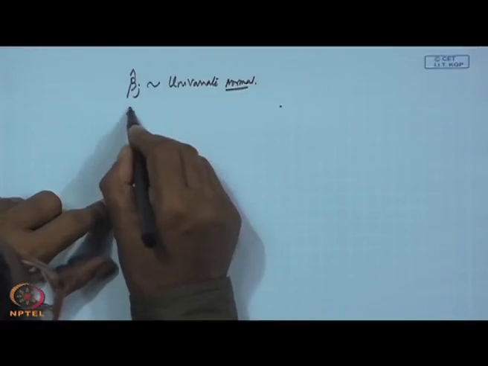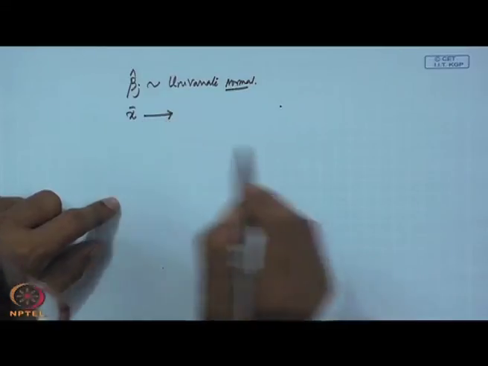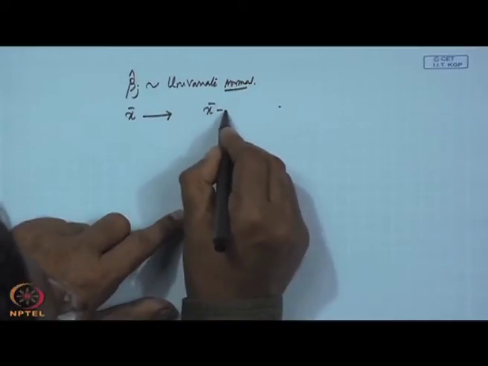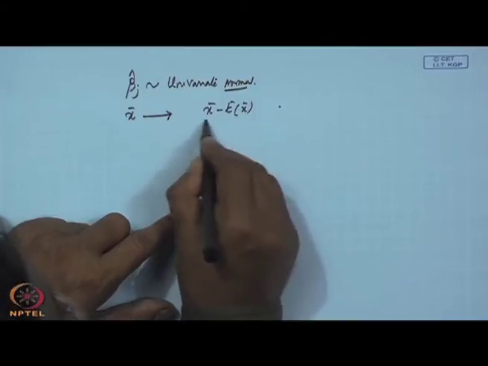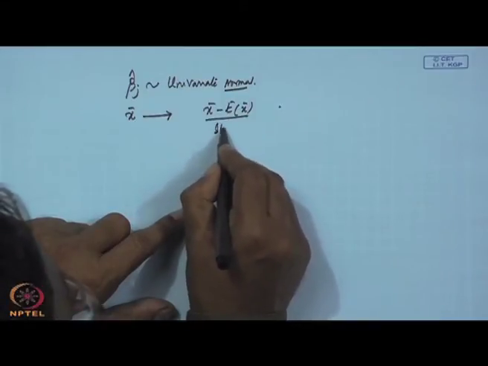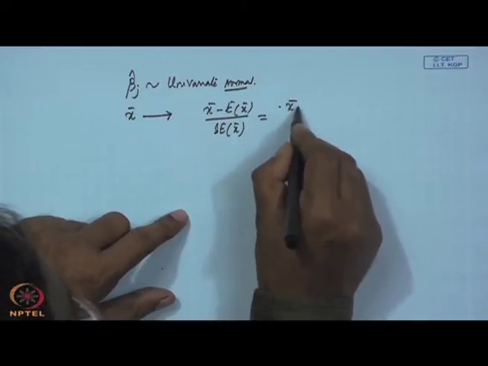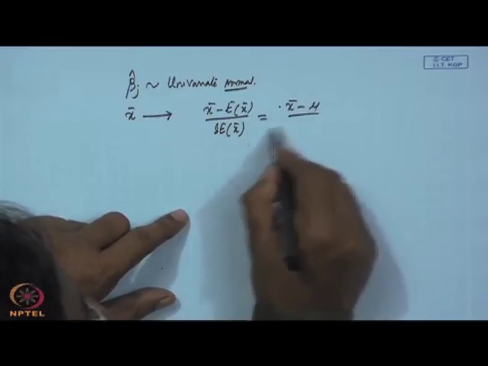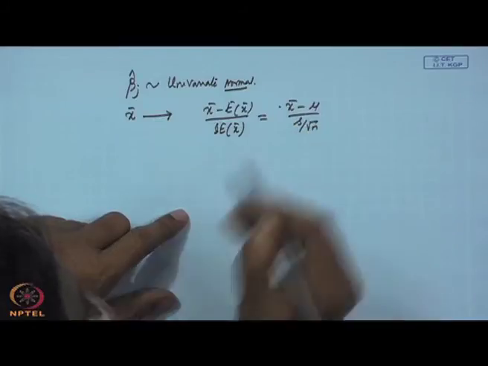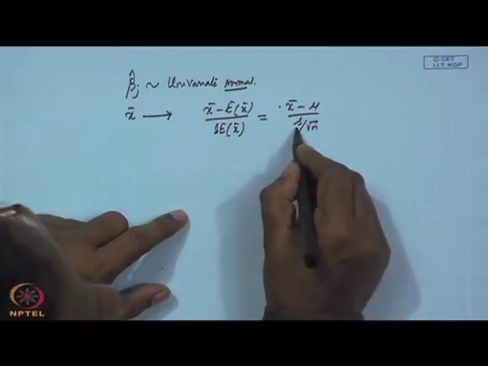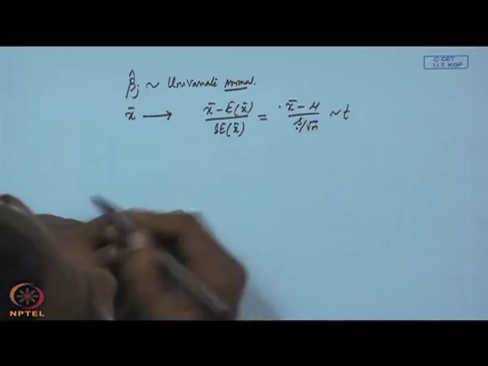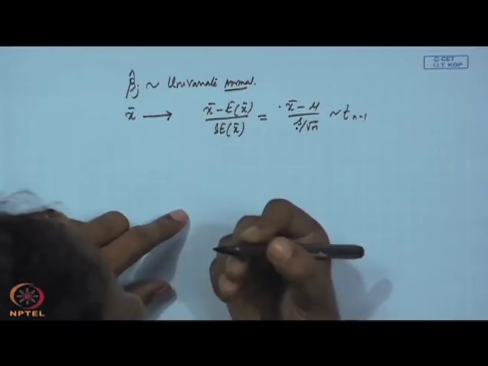Okay. Now, depending on sample size, what will happen? When we have taken x bar, if you can remember, we created something like this: x bar minus expected value of x bar divided by standard error of x bar. Can you remember? This is nothing but x bar minus mu by s by root n when sigma is not known. So, this follows the t distribution with n minus 1 degrees of freedom.